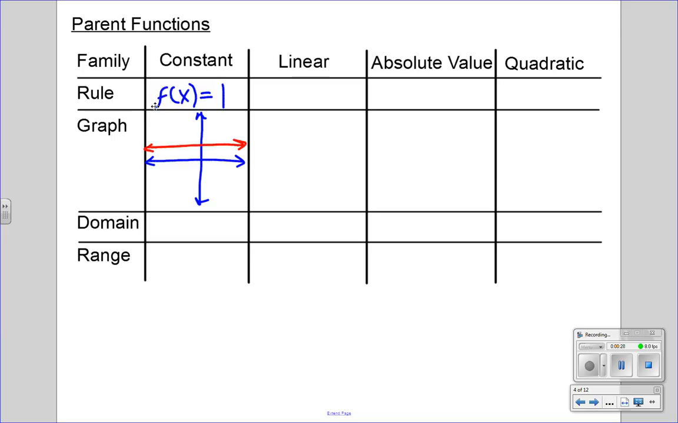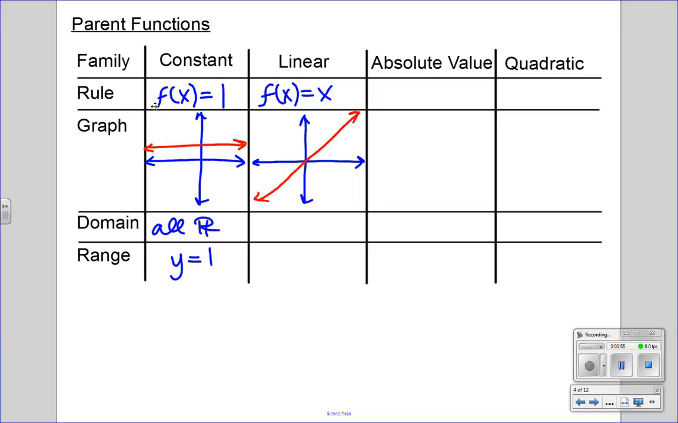The domain for this is going to be all real numbers. And your range is going to be y equals 1 because it's the only place that it hits the y-axis. Our next one is linear. And our linear function rule is f of x equals x. And that graph is going to be a line through the origin with a slope of 1. And our domain and range on this one is going to be all real numbers.